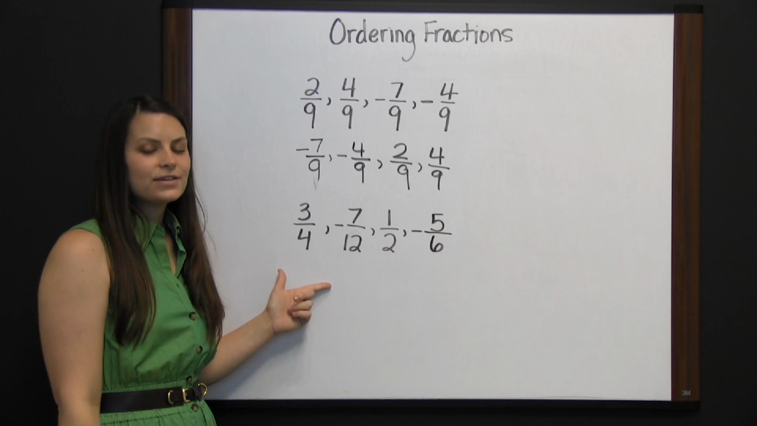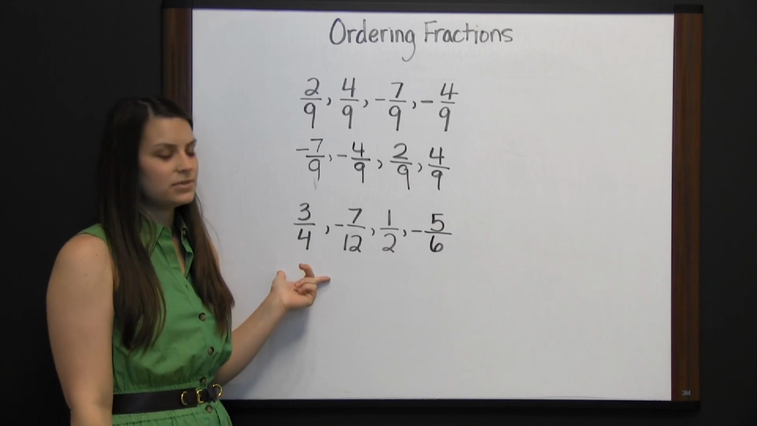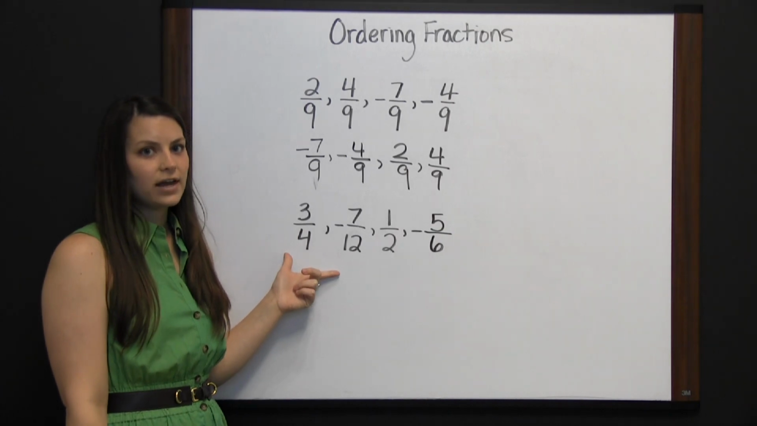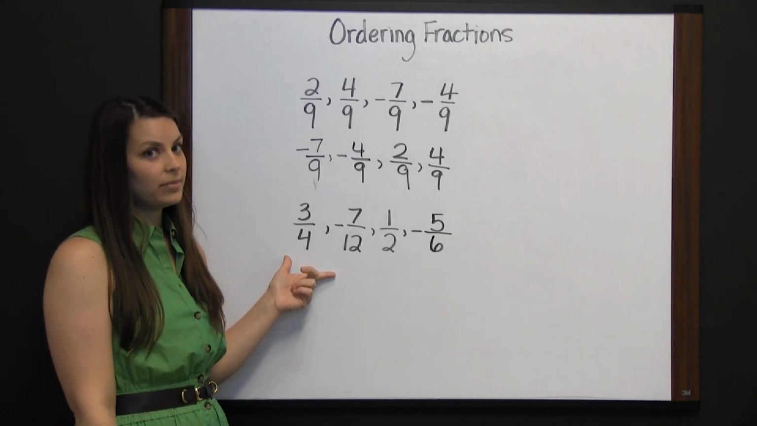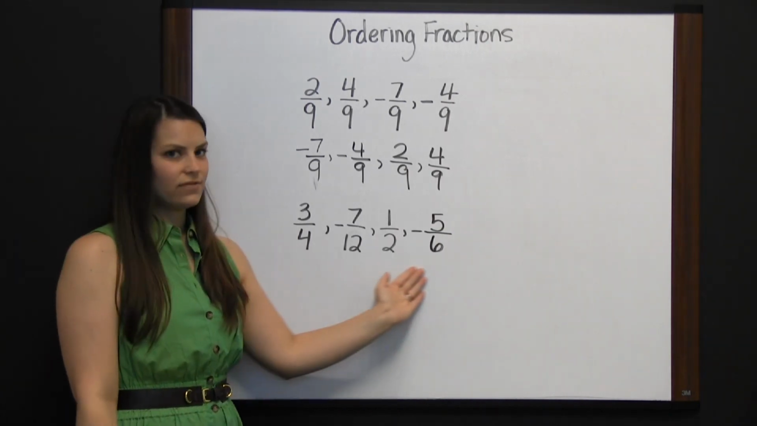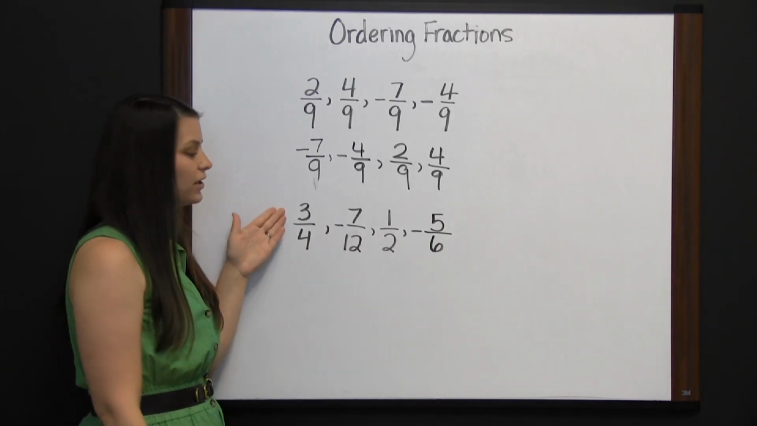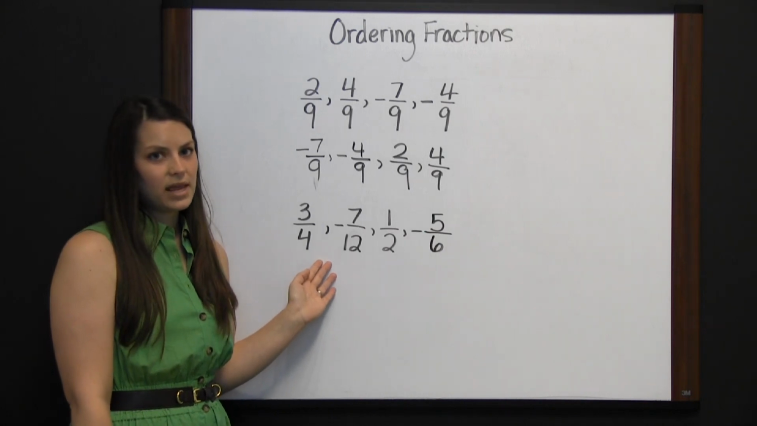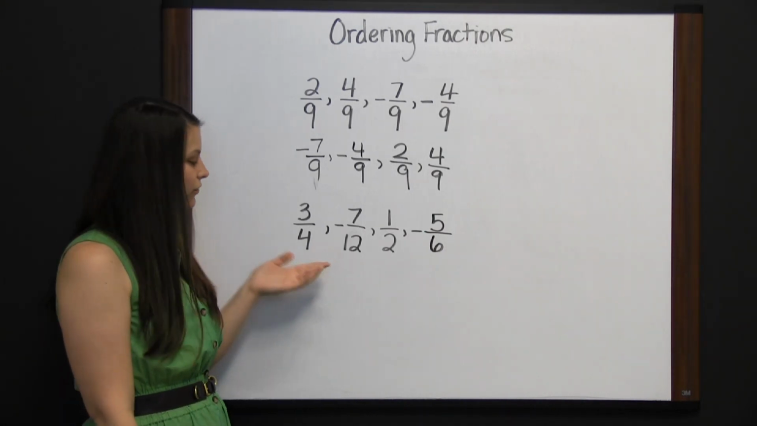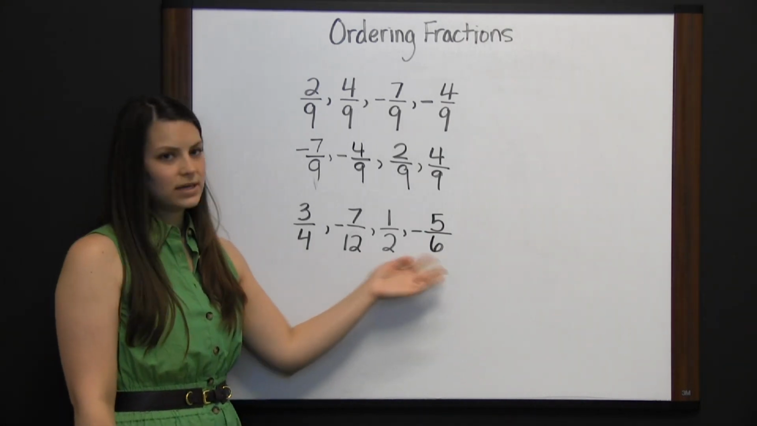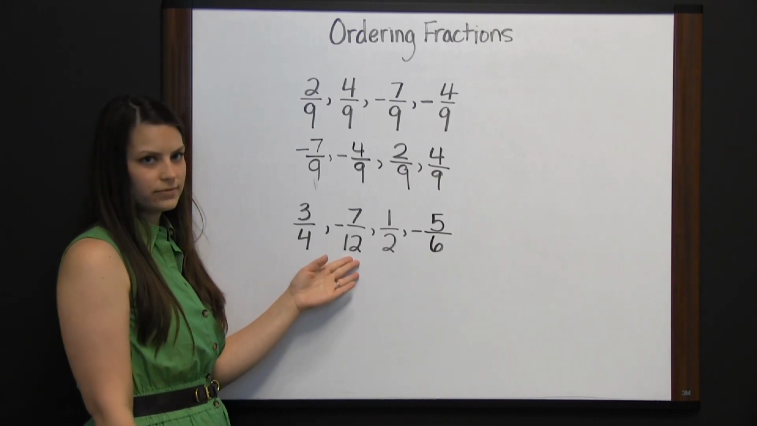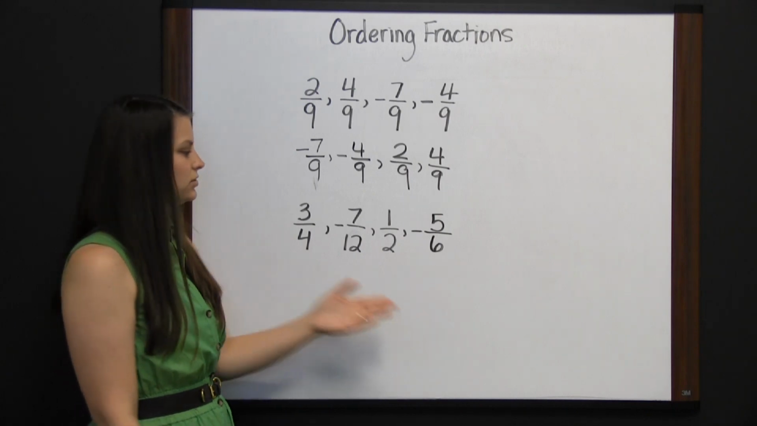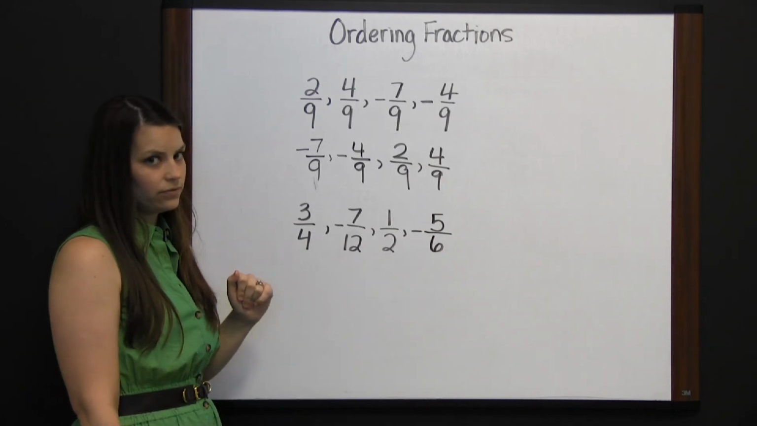Now let's look at some fractions that don't have the same denominator. For these fractions, we could first find the least common denominator, so that we could have all the same denominator and then order them by the numerator. The least common denominator, or LCD, for 4, 12, 2, and 6 would be 12. So first, we're going to convert all these fractions to have the denominator of 12.